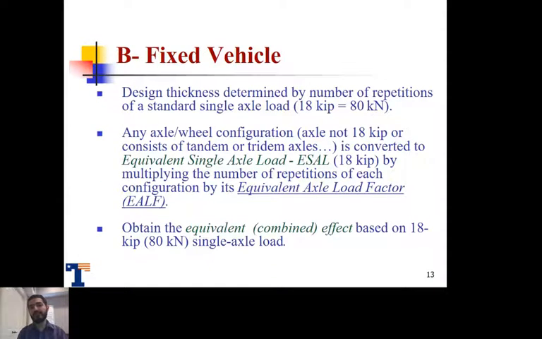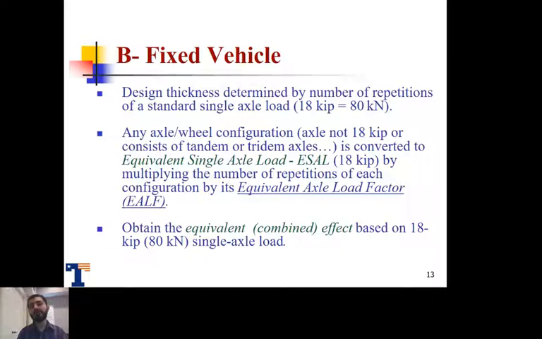The next method is the fixed vehicle method. Here, it's a design thickness method which is determined by the number of repetitions of a standard single axle load, which is the 18 kips axle. This axle is a typical axle for most of the 18 wheelers, where we see a single axle, and every axle is handling about 18,000 pounds. It's a dual tire single axle, which is two tires on each side.